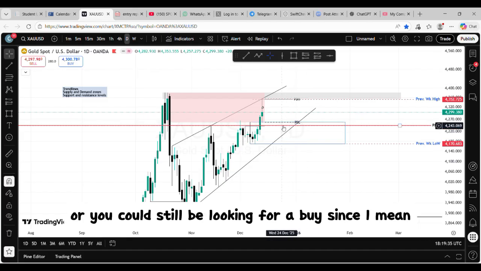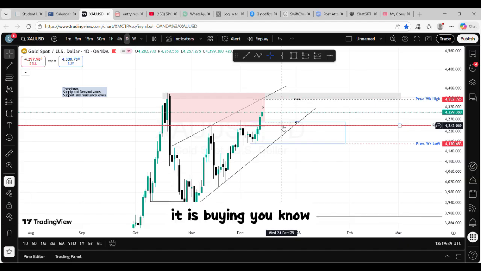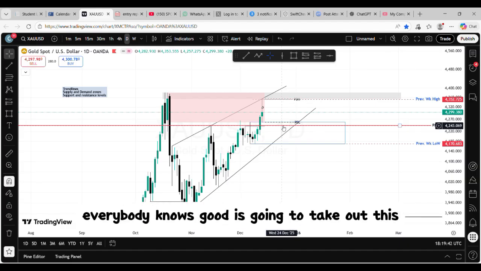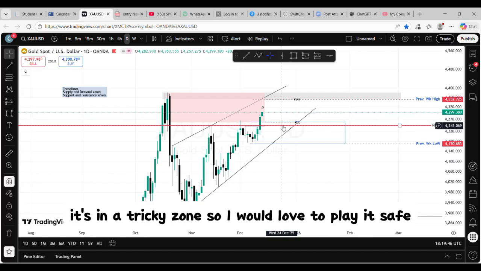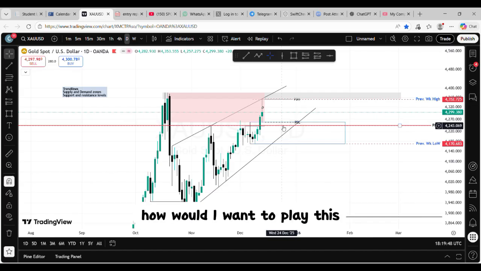Or you could still be looking for a buy, since gold is buying, gold is flying high. Everybody knows gold is going to take out this high, but well, it's in a tricky zone. So I would love to play it safe. How would I want to play this?